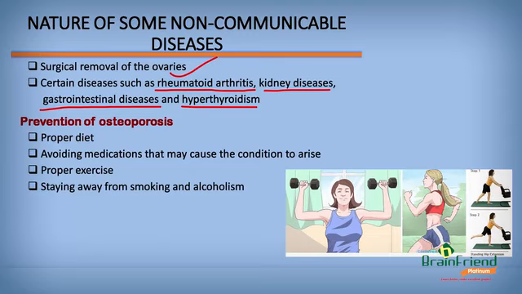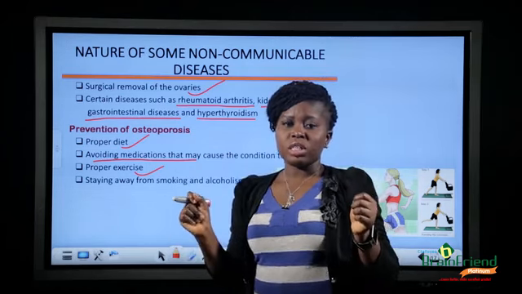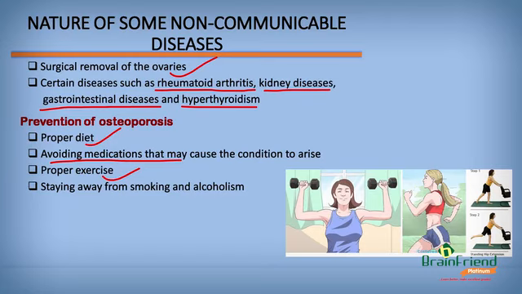What are some preventions of osteoporosis? Proper diet. Diets rich in calcium and some other important minerals that help with bone formation in the body. Avoiding medications that may cause the condition to arise. There are certain medications that may cause this osteoporosis to arise. Such medications must be avoided. Then another prevention is proper exercise. There are exercises we call weight-bearing exercises. These kinds of exercises help with what? Bone. Helps to make the bone very strong and healthy.